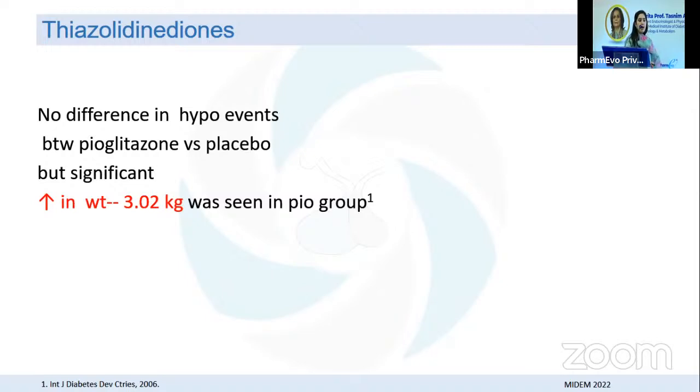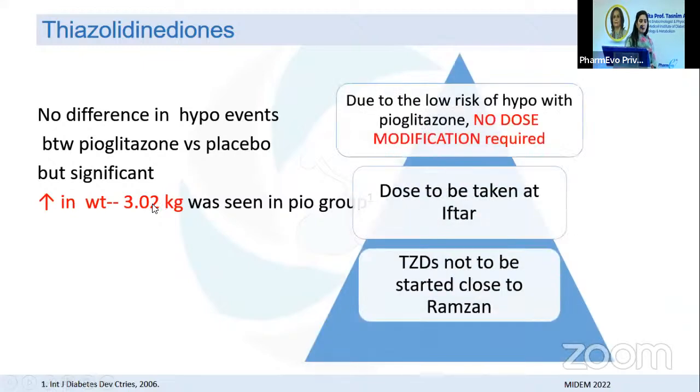No difference in hypo events was observed between pioglitazone and placebo when they were compared. However, there was a significant weight gain with pioglitazone. As we already know, they have a tendency for water retention and weight gain. Due to the low risk of hypo with pioglitazone, no dose modification is usually required and the dose is to be taken at iftar.